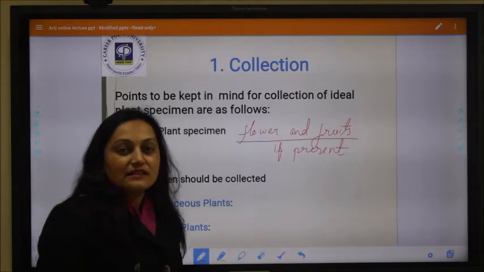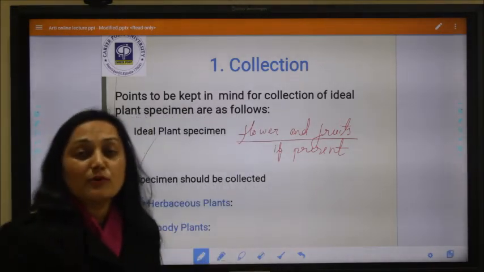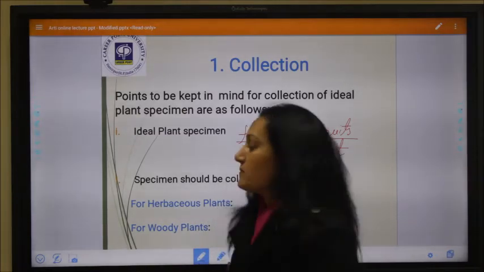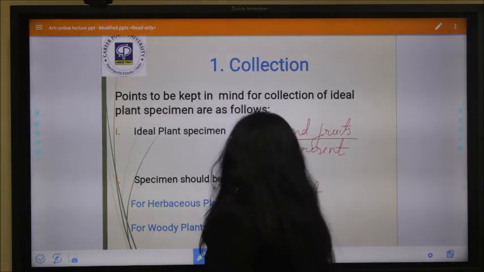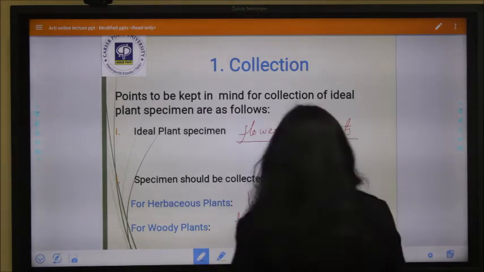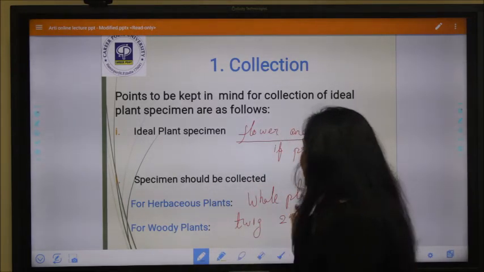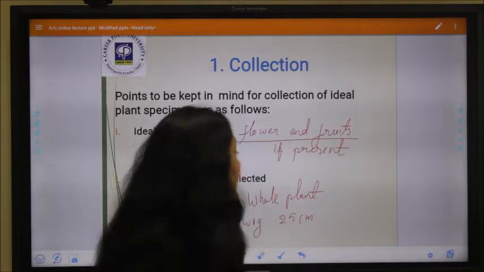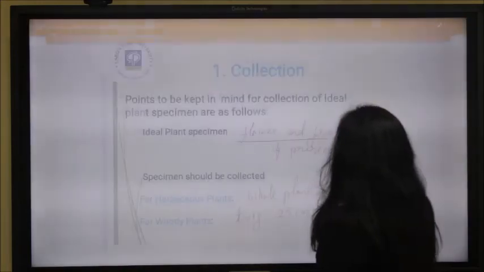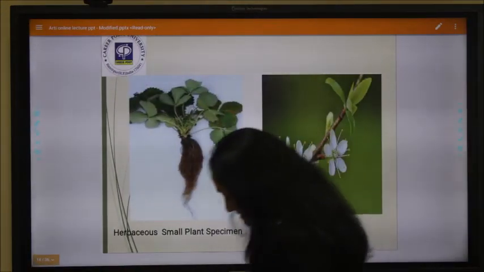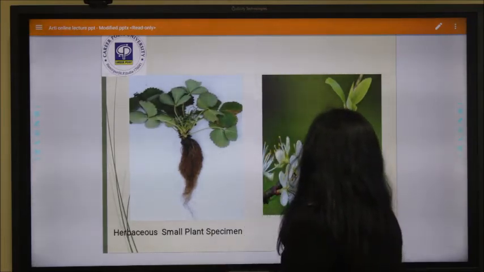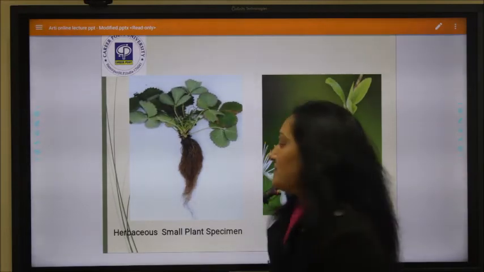For herbaceous plant, collect whole plant specimen with underground parts, and for woody plants, collect a twig of approximately 25 centimeters. This is a picture of herbaceous plant specimen collected with roots, and here is a twig of woody plant specimen which is of approximately 25 centimeters.